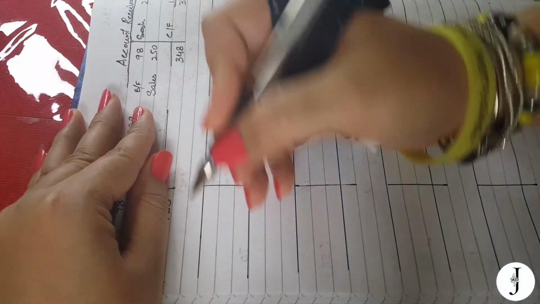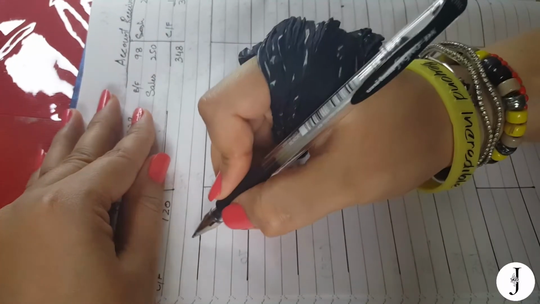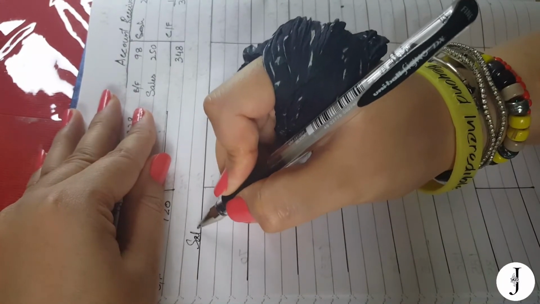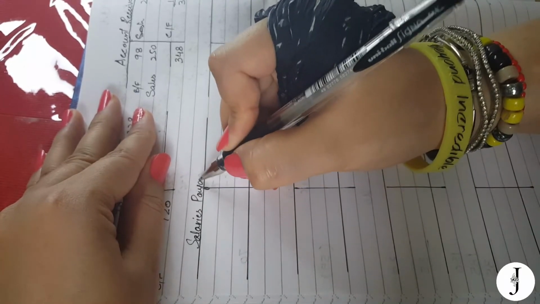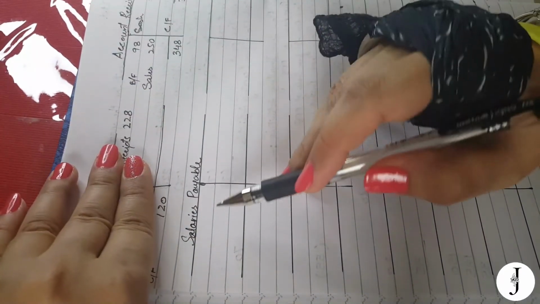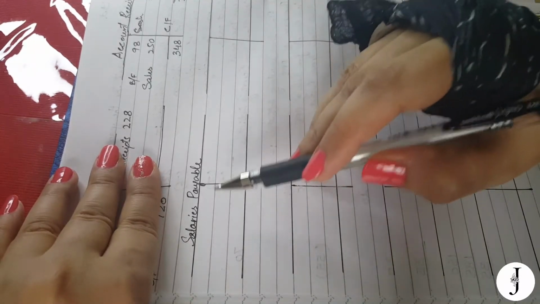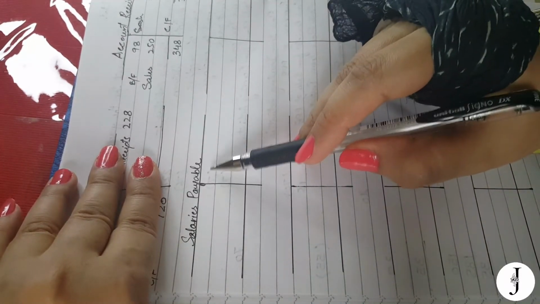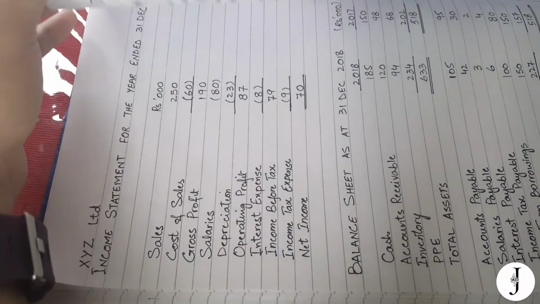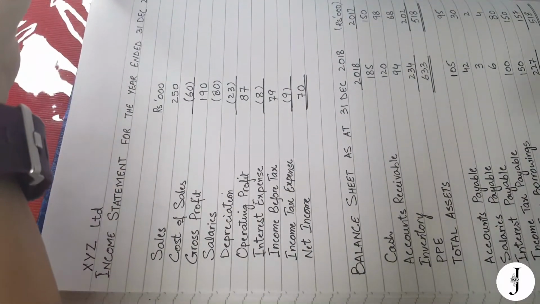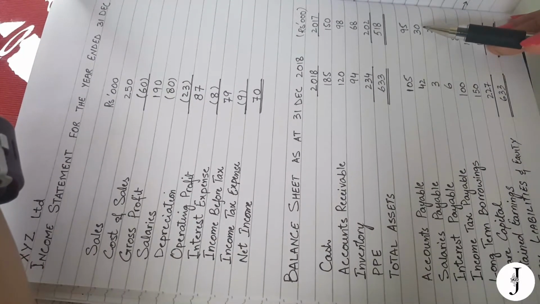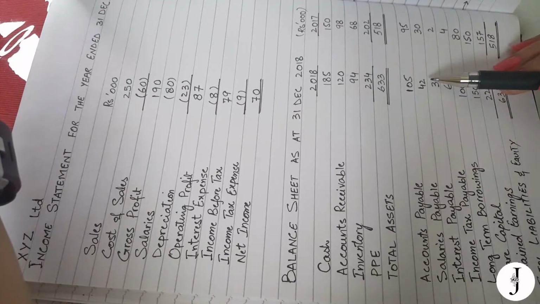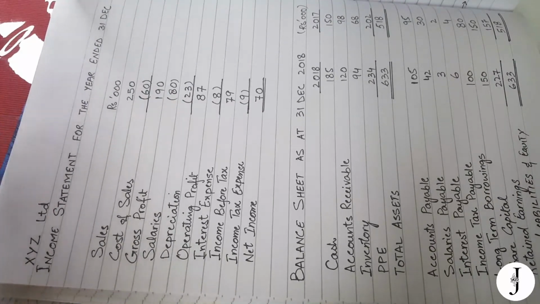So we will make an account, salaries payable. Salaries payable is a liability. So this will start with a credit balance. So for this we will look at the balance sheet, and in the balance sheet, salaries payable, this is the opening balance and this is the closing balance. So we will put these figures.